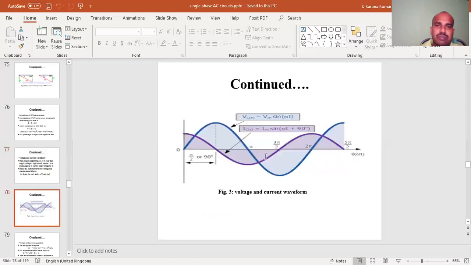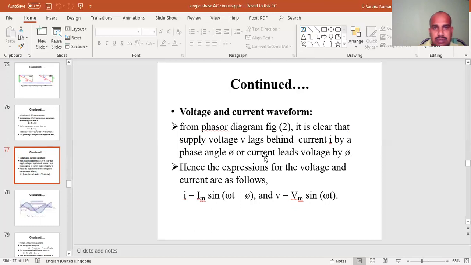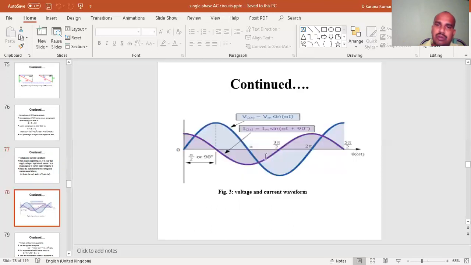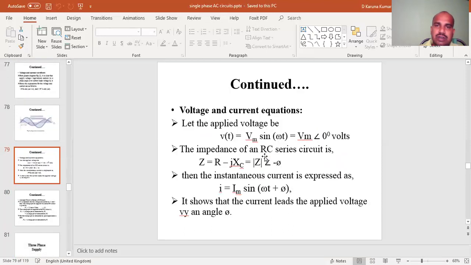The voltage and current waveforms are shown here. The voltage is V equal to Vm sin omega t, but the current is I equal to Im sin(omega t plus 90 degrees). From the phasor diagram, it is clear that the supply voltage lags behind the current by the phase angle phi. The current leads the voltage by phi. So I equals Im sin(omega t plus phi) and V equals Vm sin omega t. The voltage and current equations are v(t) equal to Vm sin omega t, and the angle is minus phi. The impedance is Z equal to R minus jXC.